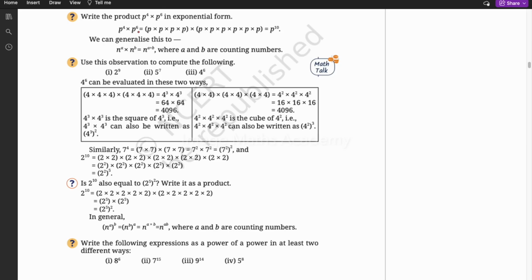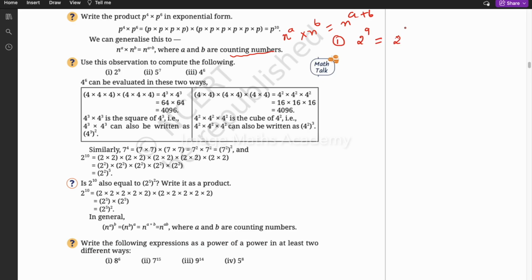We have generalized that n to the power a multiplied by n to the power b is equal to n to the power a plus b. Powers का क्या हो गया? Addition. Where a and b क्या है? They are the counting numbers. So here we will use this, 2 to the power 9 है first one.